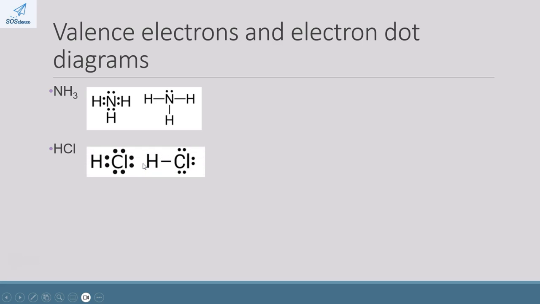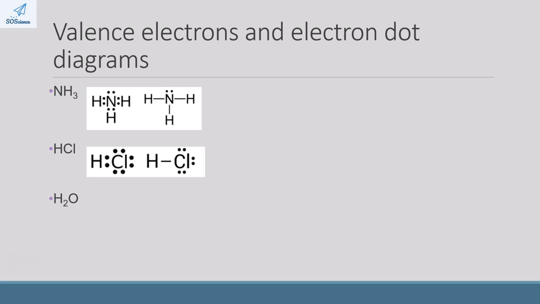Next is HCl, which we also covered together. Chlorine has 7 valence electrons, hydrogen has 1, so there is a single bond formation between hydrogen and chlorine. And don't forget to show the rest of chlorine's electrons that are not involved in the bond.